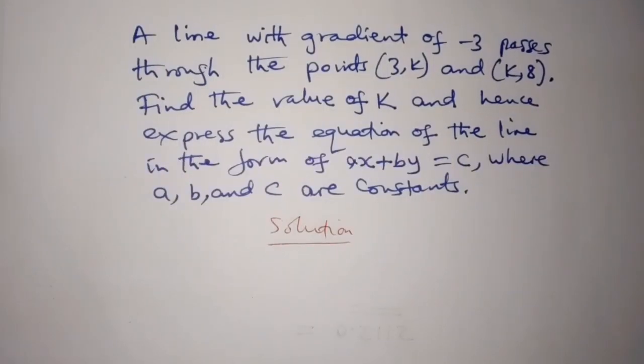A line with gradient of -3 passes through the points (3, k) and (k, 8). Find the value of k and hence express the equation of the line in the form of ax plus by is equal to c, where a, b, and c are constants.